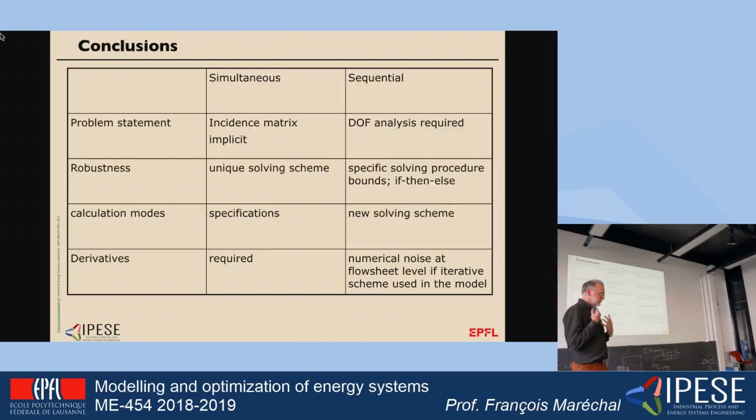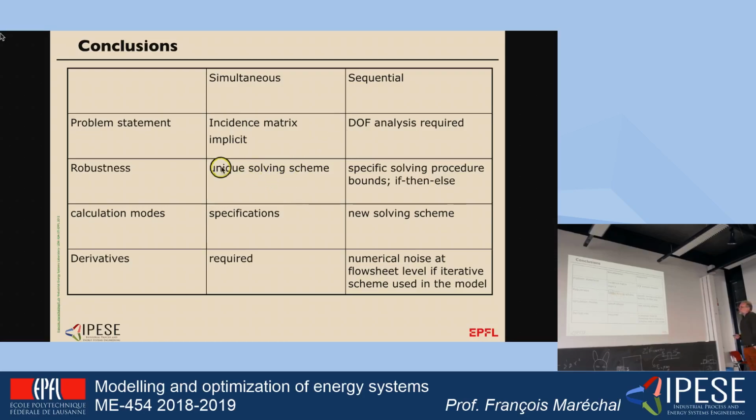Okay, so conclusion. Units can be solved in two different ways: simultaneous or sequential. Okay. At the level of the problem statement, a simultaneous approach will have the incidence matrix automatically generated because it is written in the equations. In a sequential approach, you will have to do a degree of freedom analysis. Okay, this is important, and you will manipulate the equations to identify the sequence, so the list of equations.